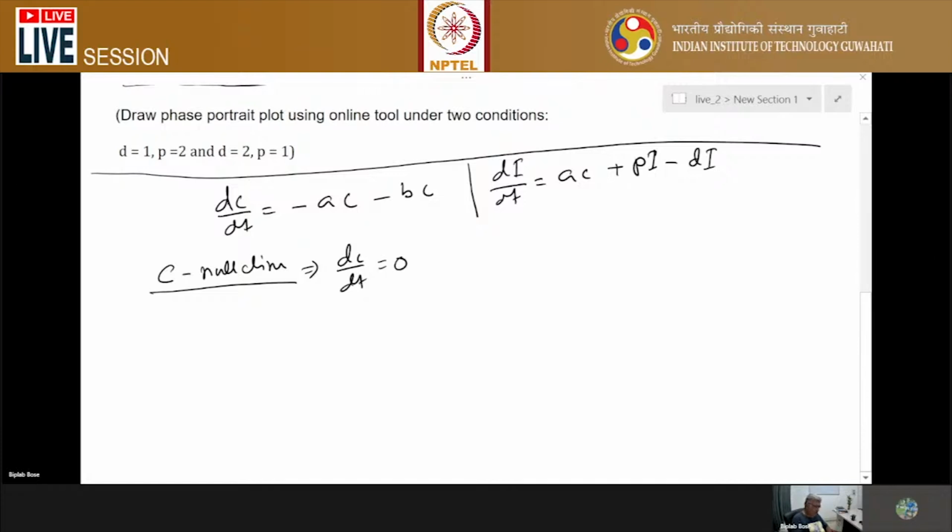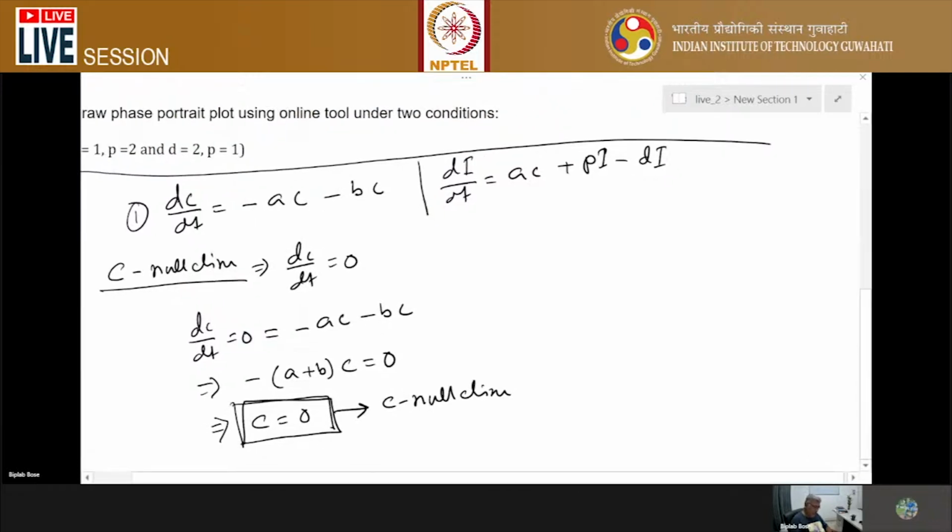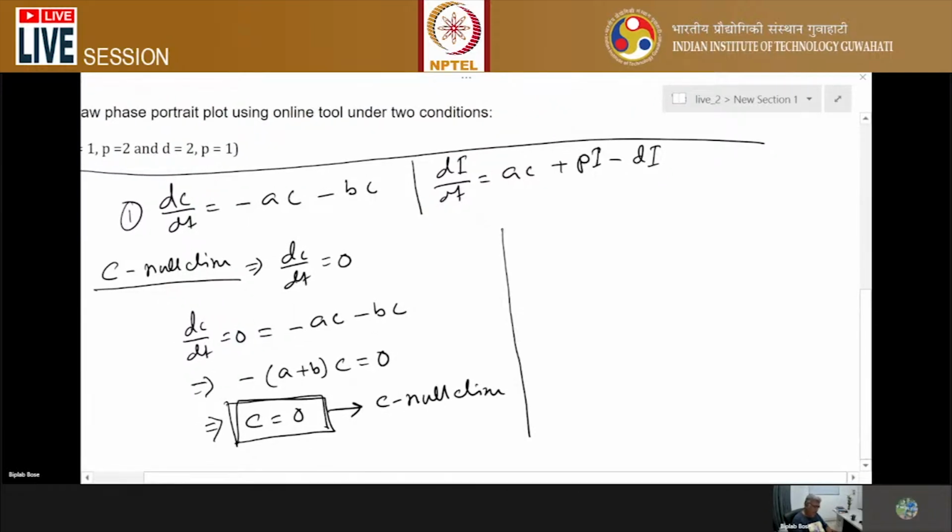So take the first equation, equation 1. dC/dt equal to 0 equal to minus AC minus BC. So that means minus (A plus B) into C equal to 0. That means C equal to 0. This is a curve. This will be called the C null-line, right? And I have to draw it, and then I have to find out the steady state using this. So this is the C null-line. Let us check the I null-line.